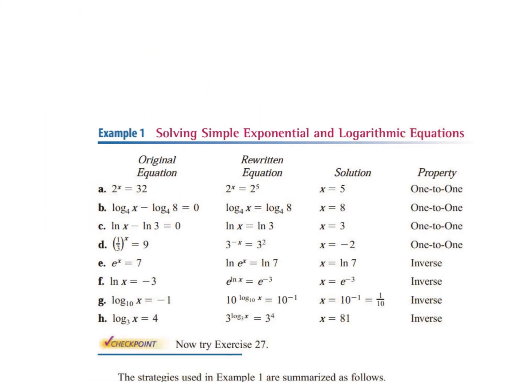All right, so this is 3.3 / 3.4, part 2. For the second half of these questions, we are going to be using what we learned yesterday with expanding and condensing to help us solve log equations. So today we're going to be solving.